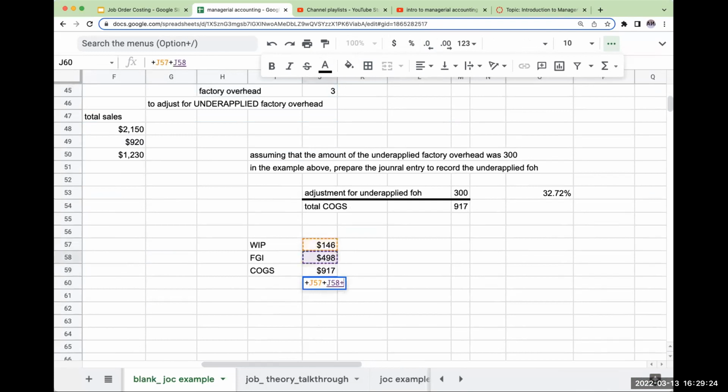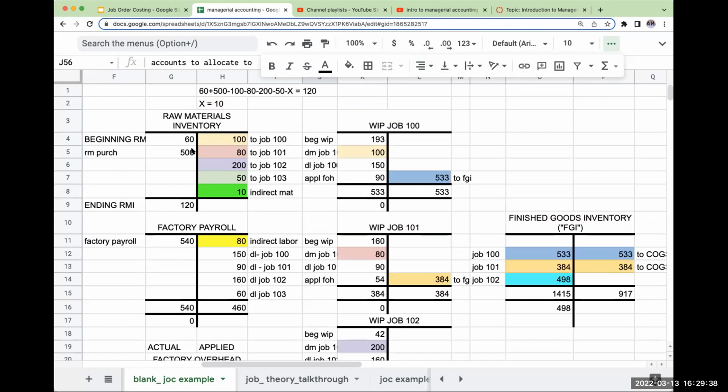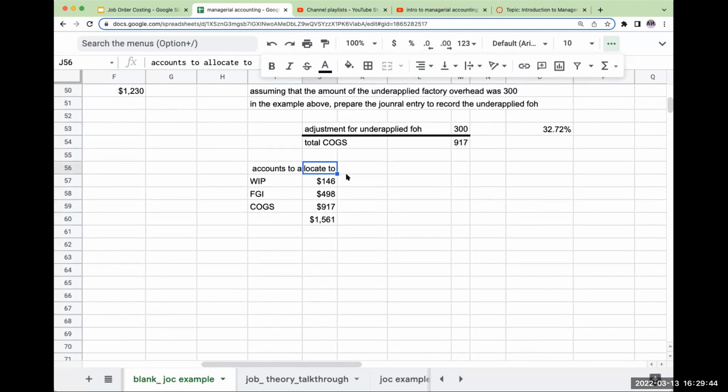How do we go through and figure this out? Well, the first thing is that these are the accounts to allocate to. Remember, I do not do anything with raw materials. Why not? Raw materials does not include any kind of applied overhead. Factory payroll does not either, right? So these are the accounts I'm going to allocate to.